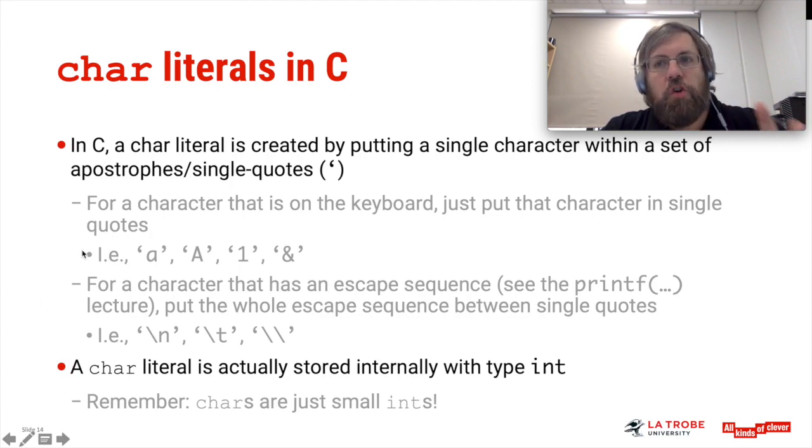Even though it's 2 characters typed out, the escape sequence represents a single character. It represents the new line character, or the tab character, or the backslash character. And just so you're aware, a char literal is actually stored as a type int. So that's why in the lecture this morning, I had to cast the result of a not to unsigned char, right? Because it's stored as an int. The result is an integer. I had to cast it to an unsigned char. But chars are just small ints, so it's okay to do that.